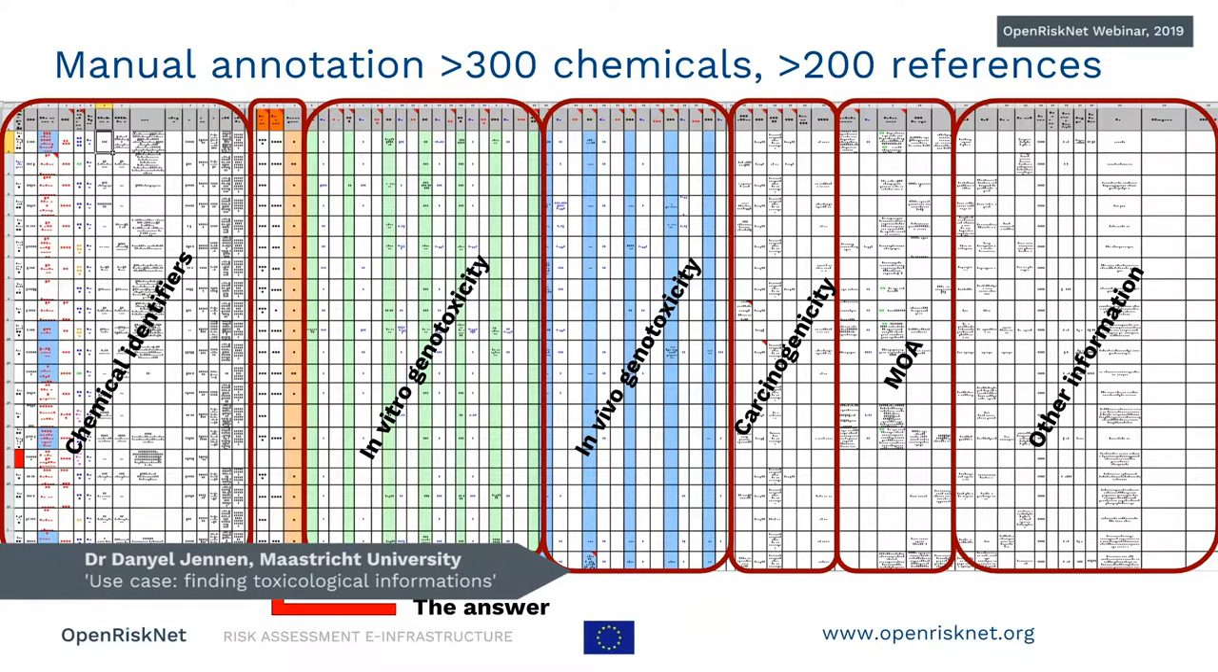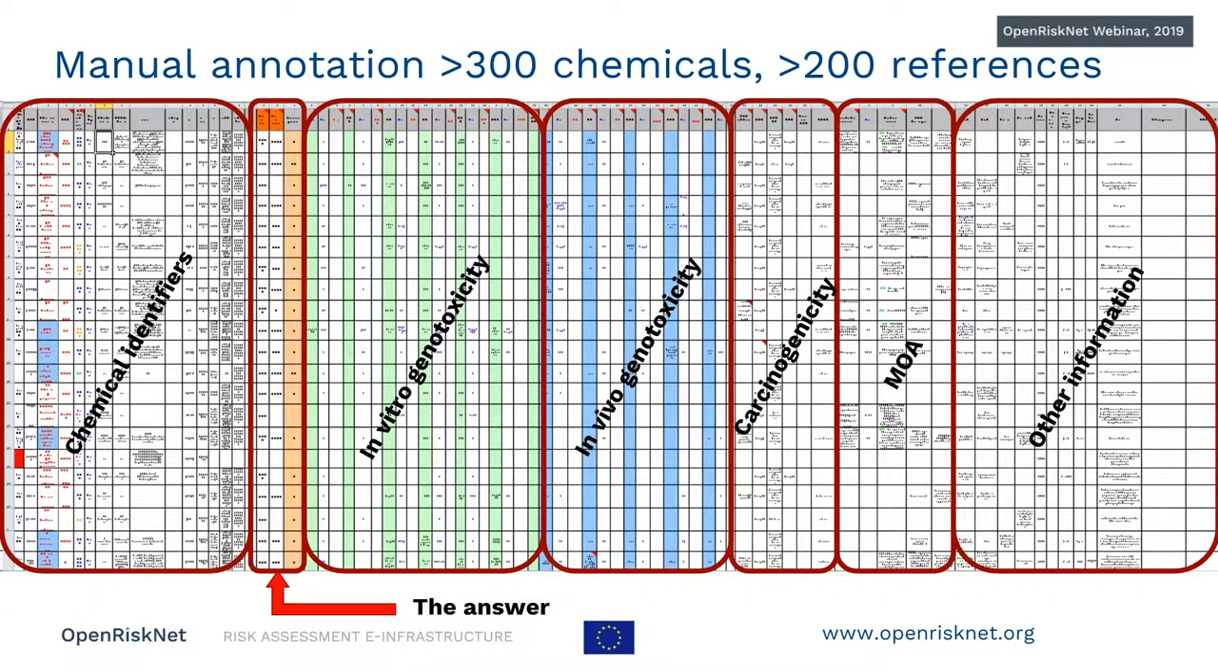in the small bar, you see three columns which actually have the answer that I was looking for, which is basically the summary of all the columns that you see in here. And that's basically the use case. So how can we retrieve this information in an easy, fast way?